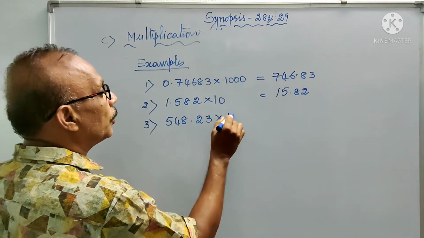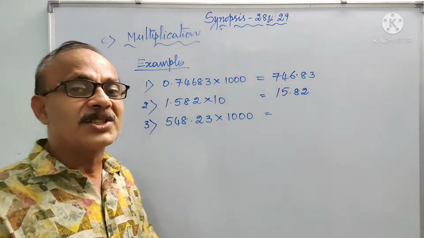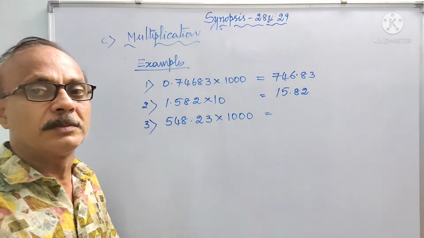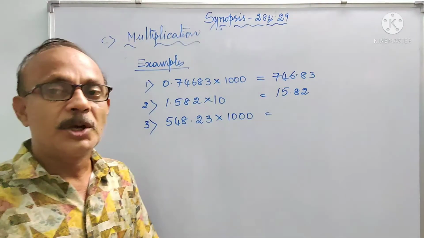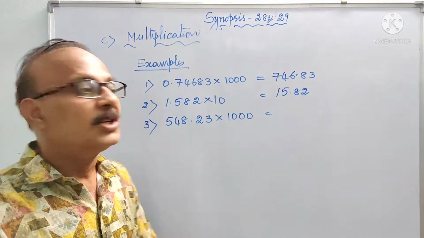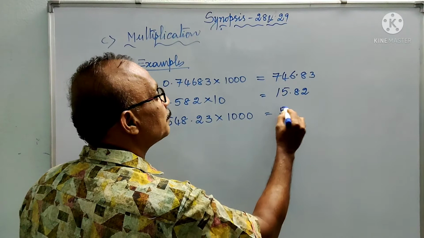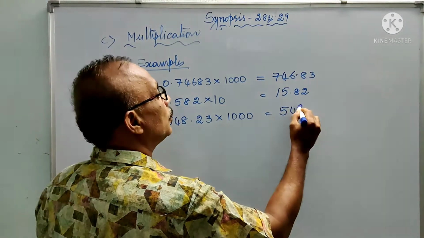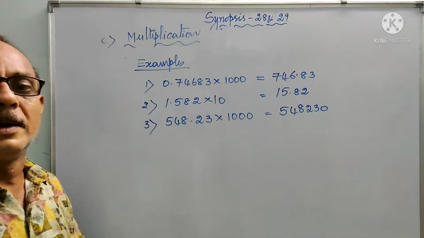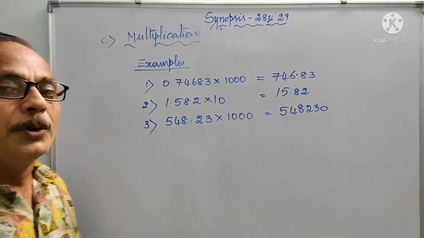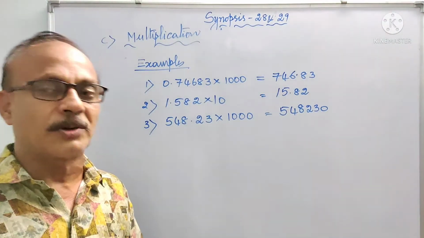Okay, now let us see one more example. 548.23 into 1000. So now the decimal point has to move right side by 3 digits. But we have only 2 here. So what about the third digit? So what we'll do is, for 2 zeros, this point moves up to here. That is, this becomes 54823. And 1 zero is left, and that additional 0 will come here. So this is how we do multiplication of decimals by numbers like 10, 100, 1000, etc.